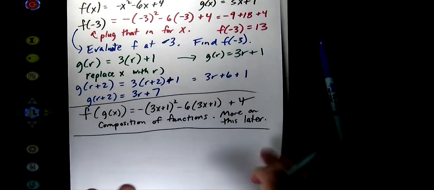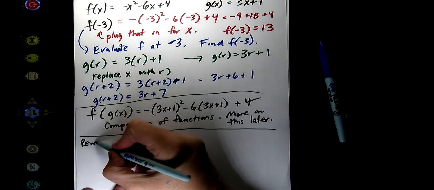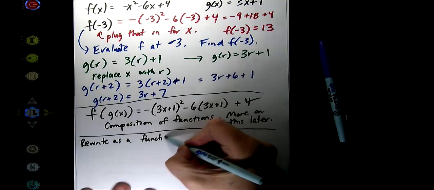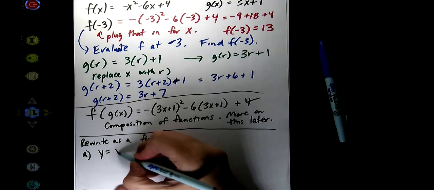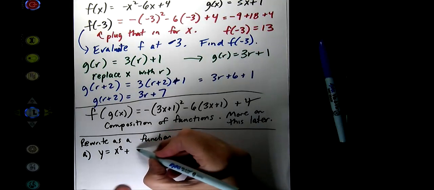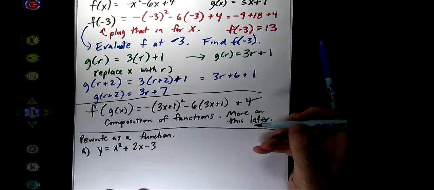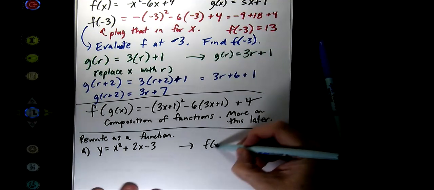So they may ask you to write as a function, rewrite as a function. They might give you something that's extremely easy. You just replace the y with f of x.